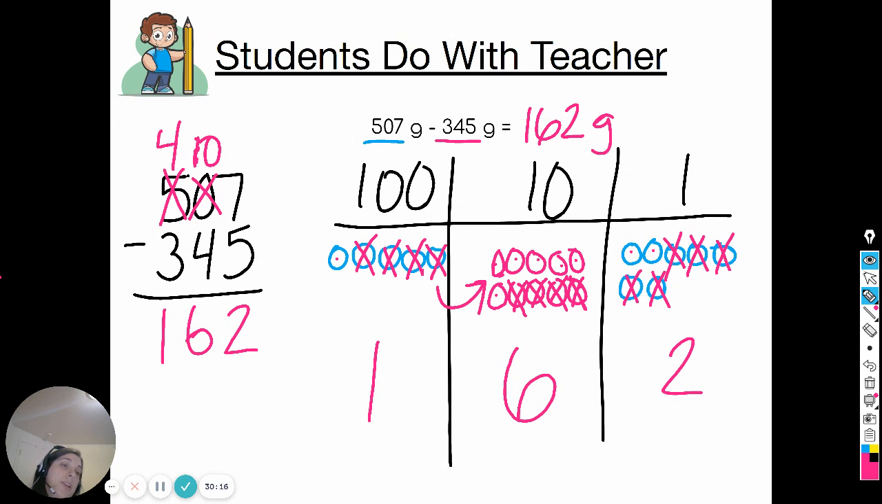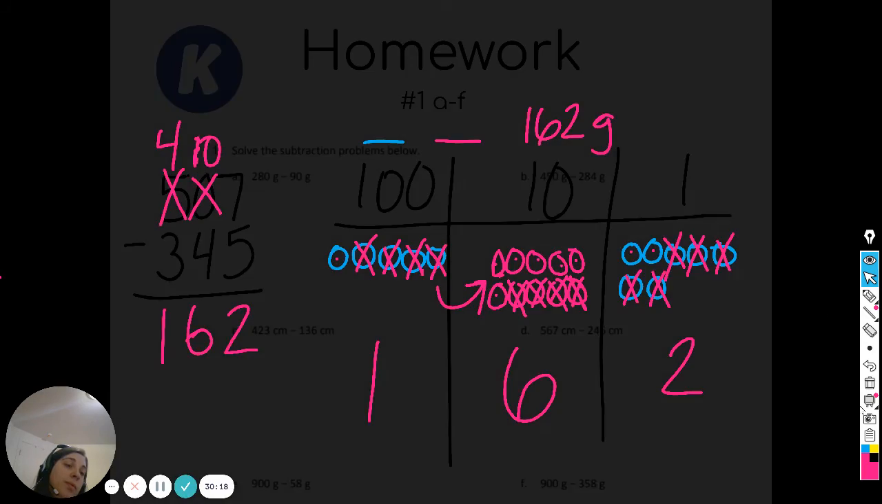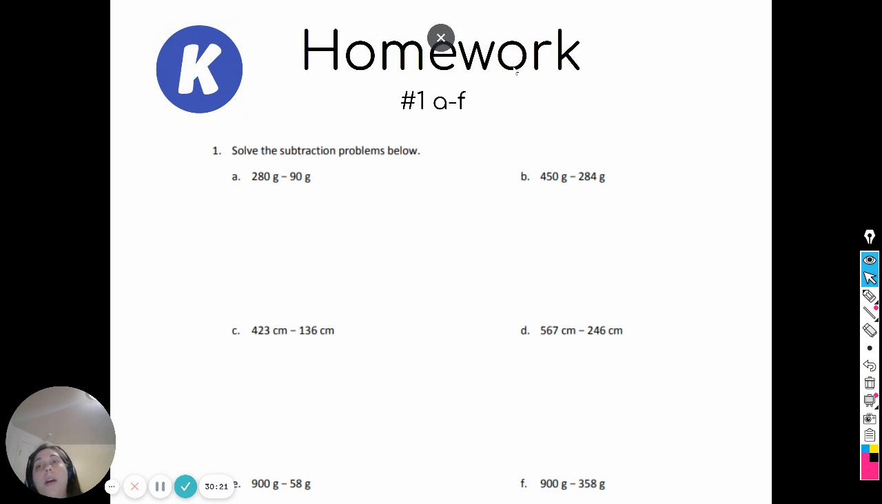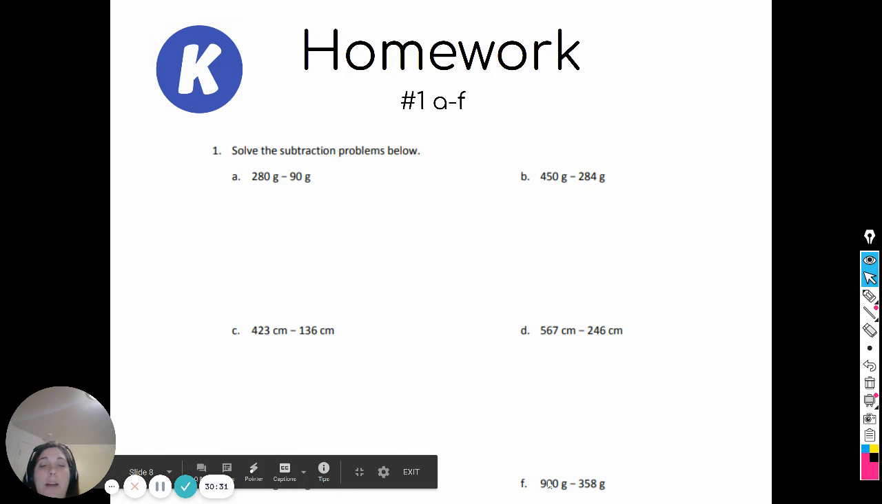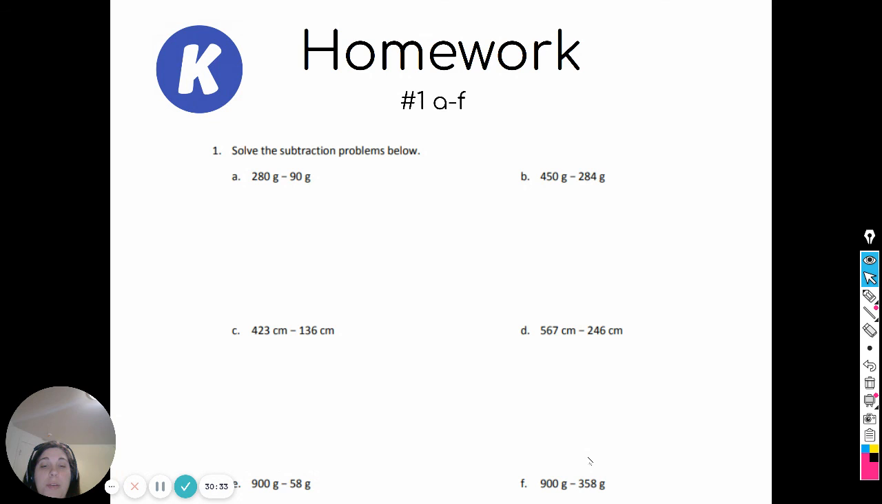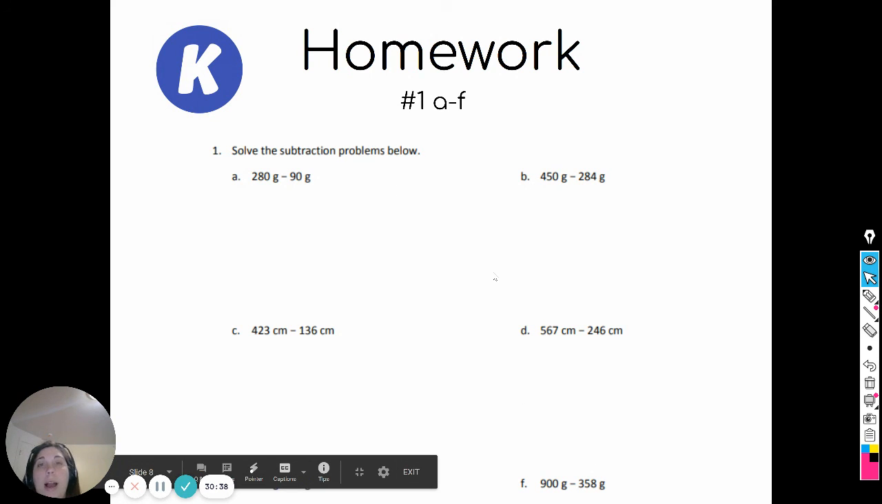All right, go ahead and erase your whiteboard. You now have a CAMI homework to complete. You're going to be doing number 1, A through F, okay? So you only have to do A, B, C, D, E, and F. All right, go ahead and begin.